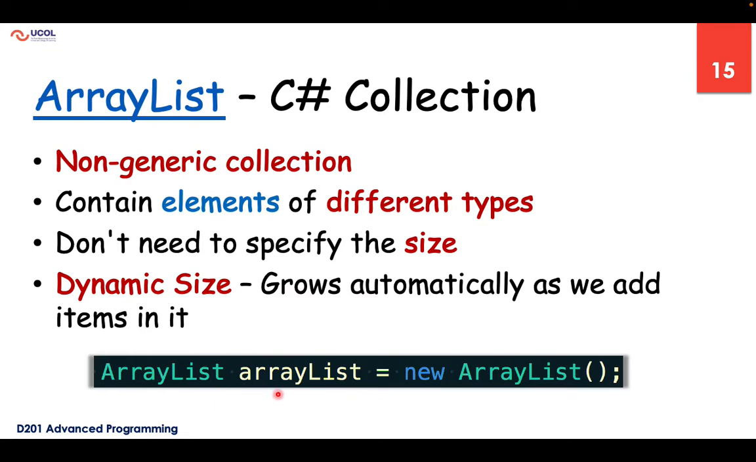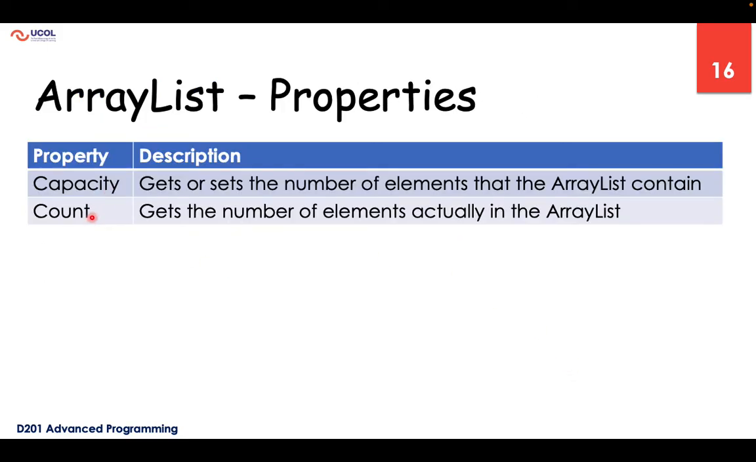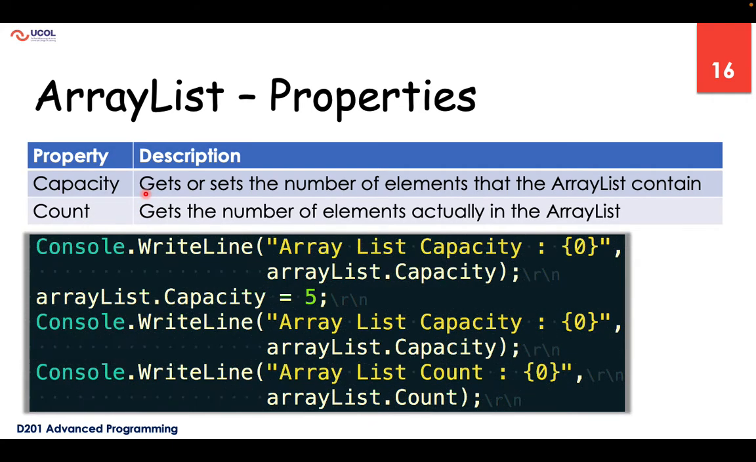This is how we can define it. For example, we have ArrayList, that is the class name or the collection name, and then we say the variable name and then new ArrayList, and then we have capacity and count. When we are defining the variable, the capacity will be 0, and then we can change that specific capacity. Array.capacity is equal to 5, and then we try to print it. It will tell me that when we defined that ArrayList, the capacity is 0, then we changed the capacity to 5, it becomes 5. It doesn't mean that capacity will remain 5.